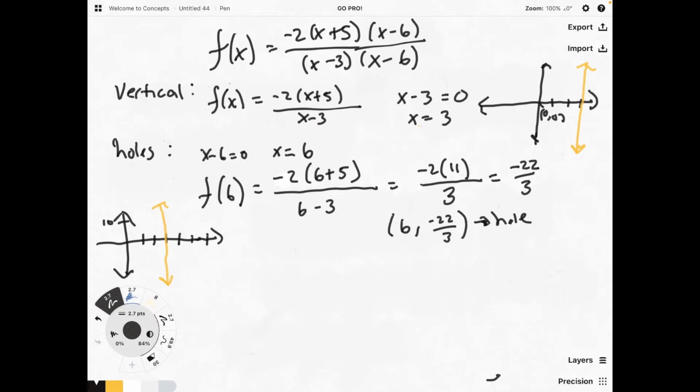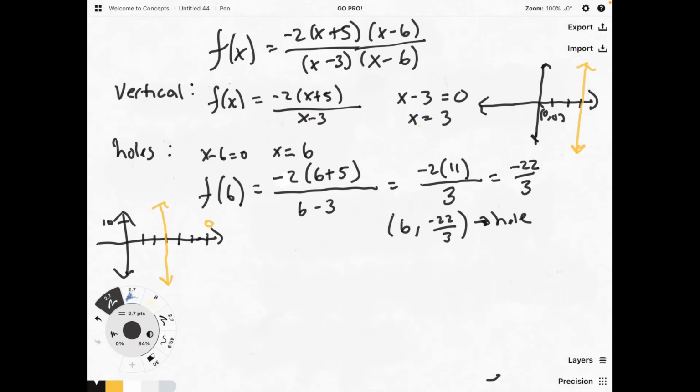So we'll go up 7 1/3. So we'll say it's about a point about right here. And that's going to be an open circle, which then means the graph will approach that point, but will actually never touch that point.